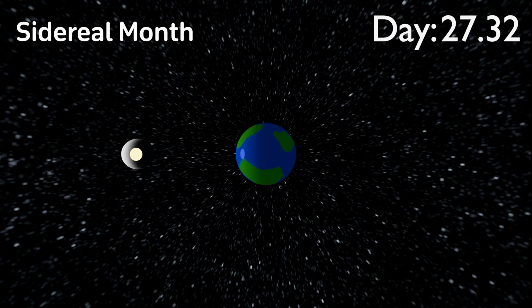The Moon takes 27.32 days to complete one full orbit around the Earth and return to the same position relative to distant stars. This period is known as a sidereal month. It represents the Moon's true orbital period around the Earth.